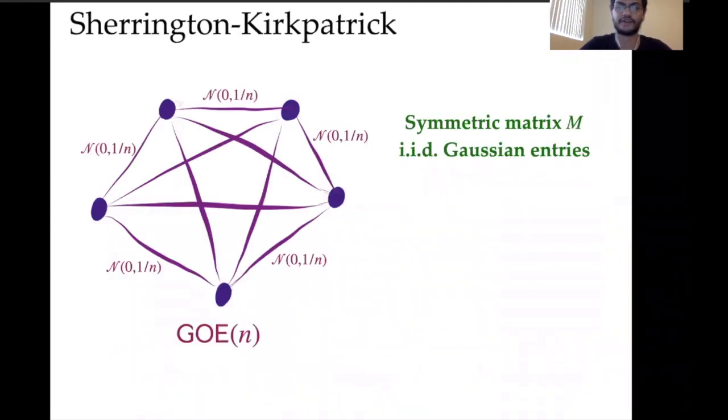So consider the following simple model. You have a random matrix M, which is symmetric, and every entry is an independently sampled Gaussian. And let's define this function opt of M to be the value of the max cut in the complete graph with weights given by the entries of this matrix.